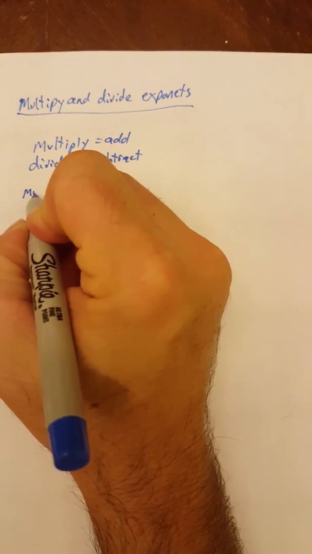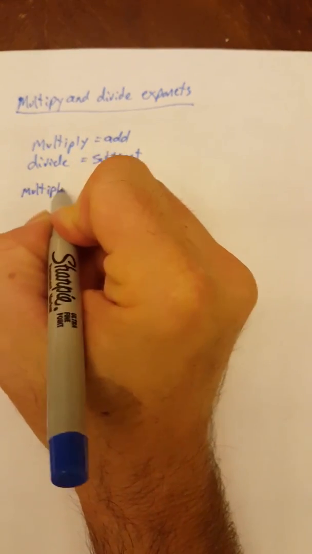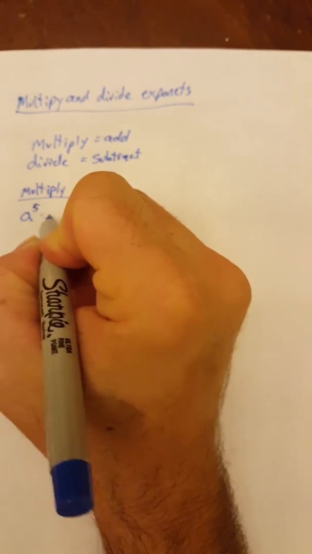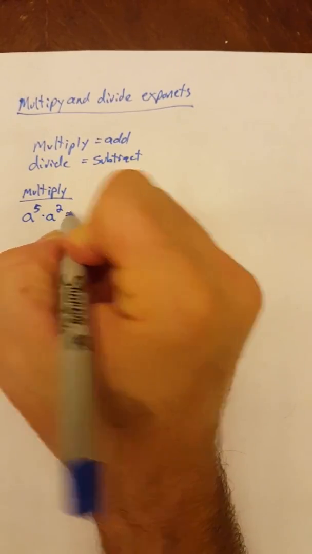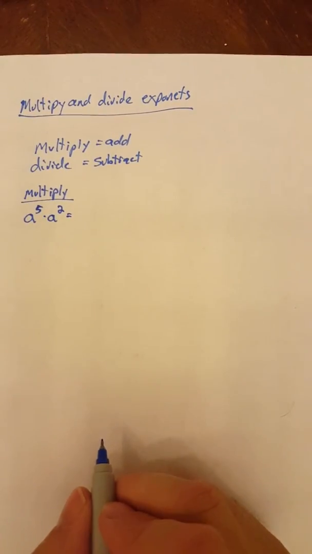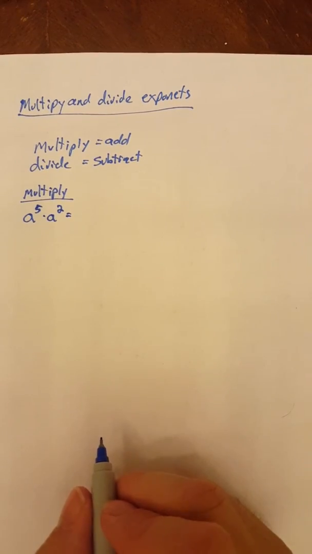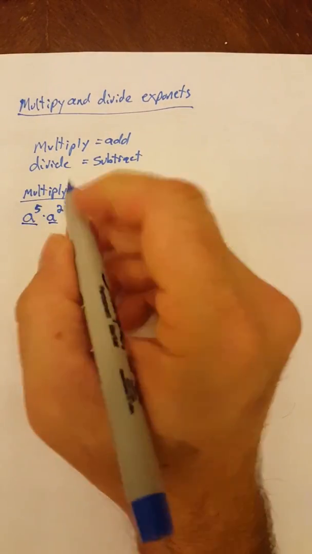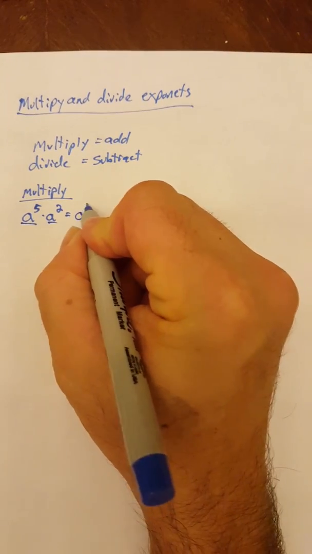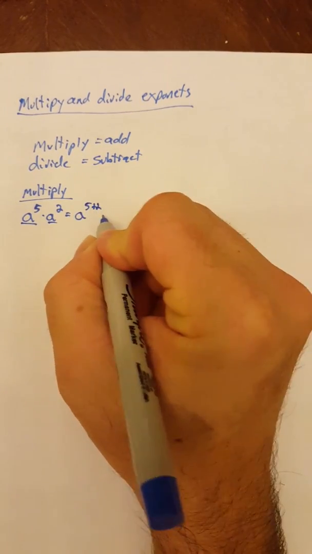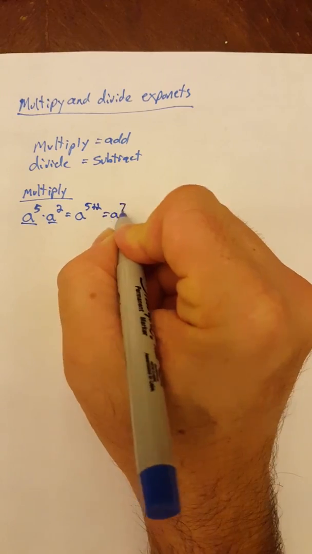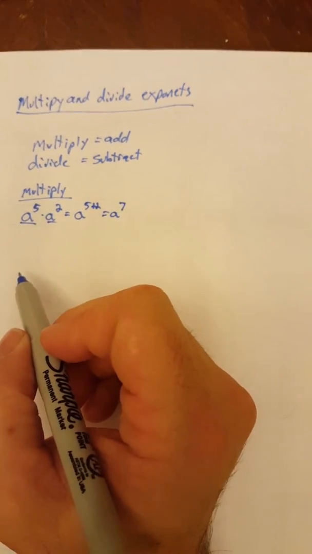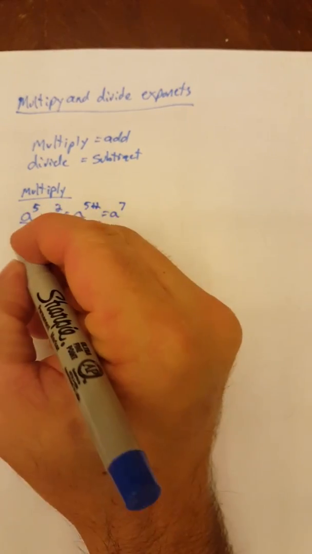For multiplying, let's take a to the fifth times a squared. As long as the bases are the same, and the bases are these a's, we're going to add the exponents. So this is going to be a to the 5 plus 2, which gives us a to the 7. Note that we didn't have any coefficients, so there's nothing to multiply there.